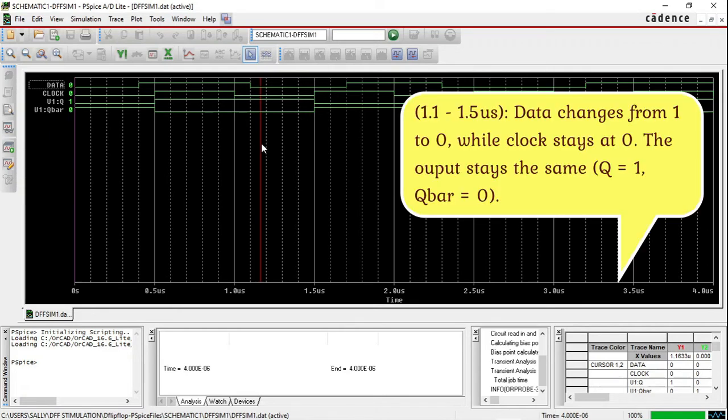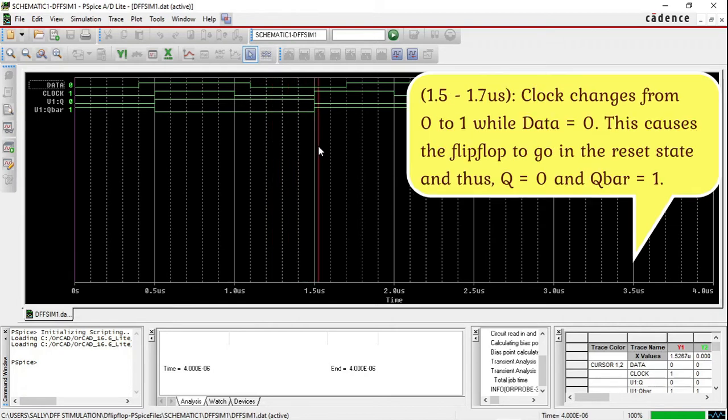Data changes from 1 to 0 while clock stays at 0. The output stays the same, Q equals 1, Q bar equals 0. Clock changes from 0 to 1 while data equals 0. This causes the flip-flop to go in the reset state, and thus Q equals 0 and Q bar equals 1.